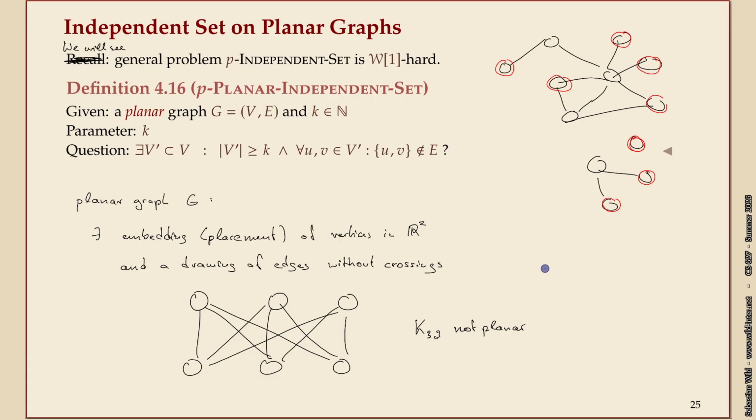Another example is K5, the complete graph on 5 vertices. A bit more messy to draw. Initially it looks like a nice thing, but yeah, it looks like everything has 4 edges. So that's the complete graph on 5 vertices. That's also not planar.